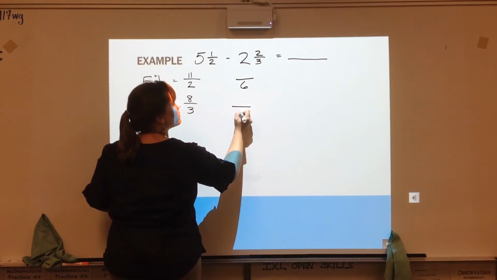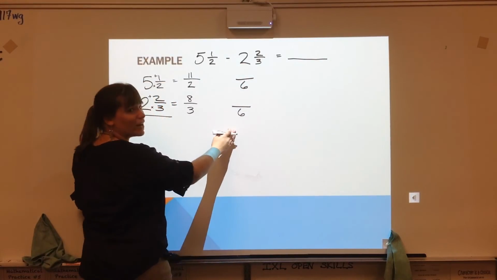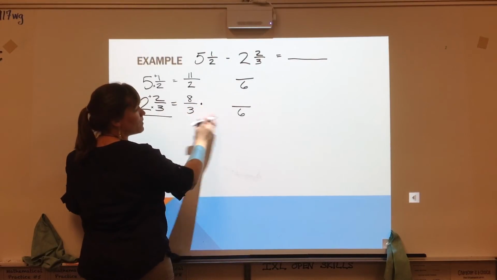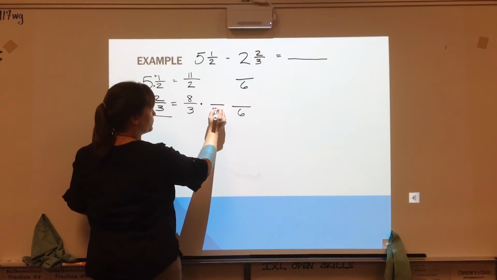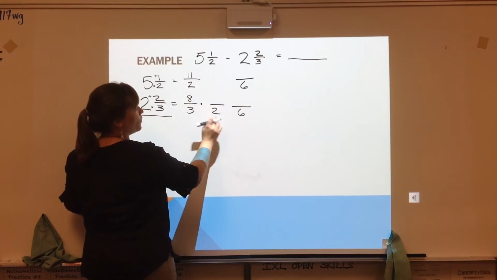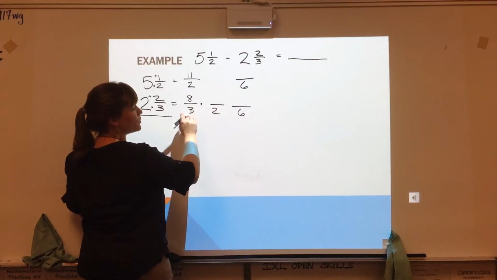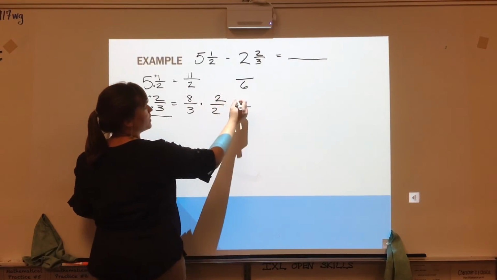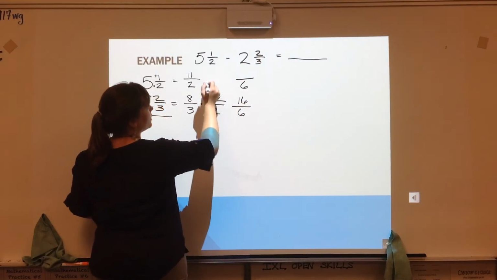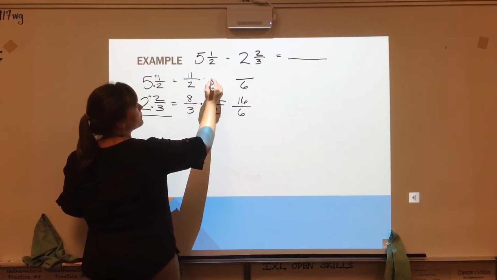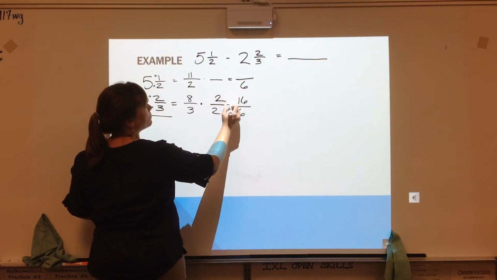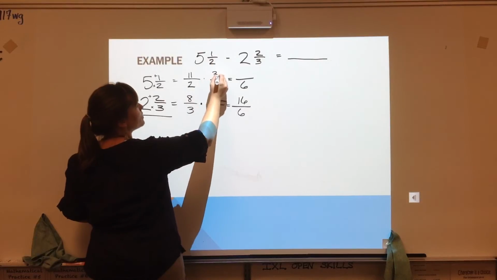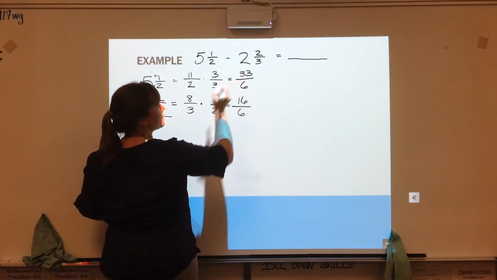So we're going to do equivalent fractions so that both of these fractions now will have a 6 in the denominator. So what do we multiply 3 by to get 6? 2. That one. And we multiply across. What we do to the denominator, we have to do the same thing to the numerator. 8 times 2 is 16. Up here, we have 2 times something has to equal 6. 2 times 3 equals 6. What we do to the bottom, we do to the top, and we're left with 33.